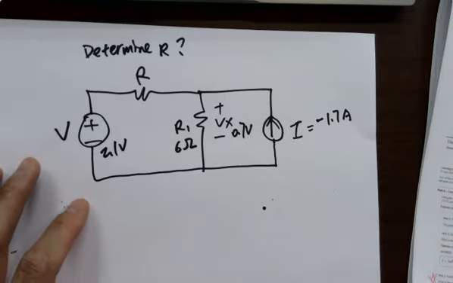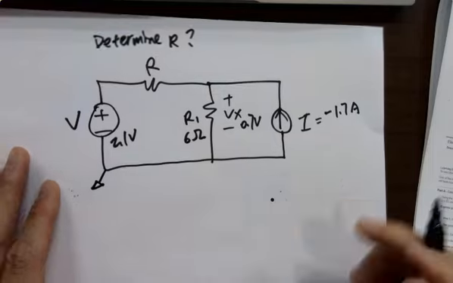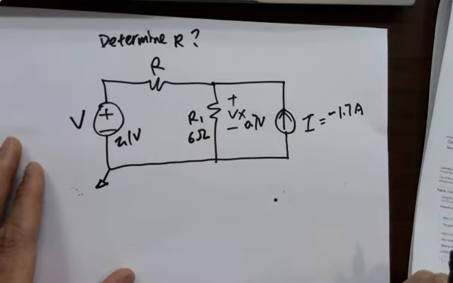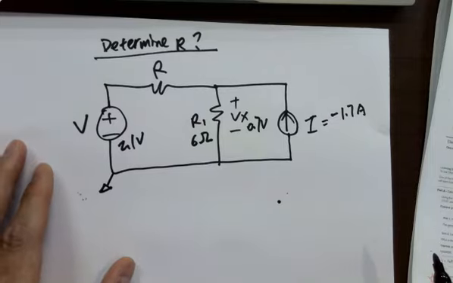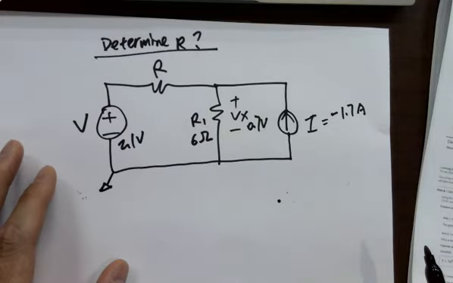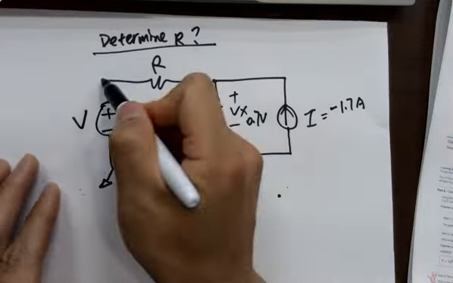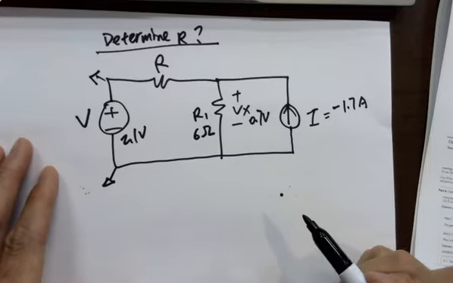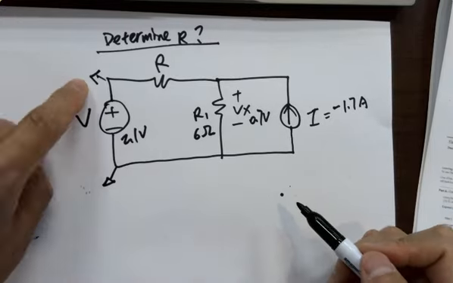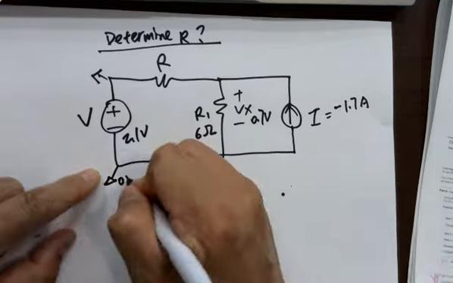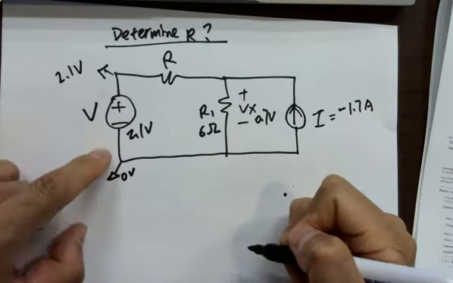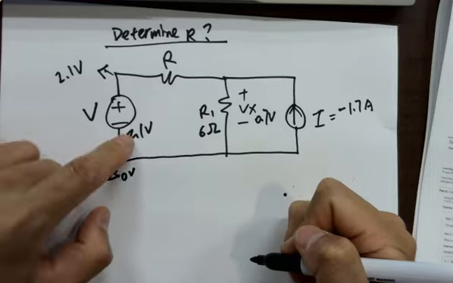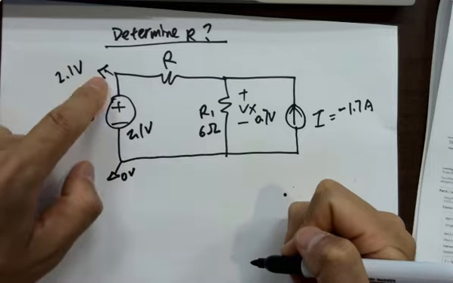Now let's look at this example. Feel free to ground here if you want. It's asking for the value of R. How do you calculate it? What's the first step you want to do? What's the voltage here? Because 0 volts is getting boosted by 2.1 volts, so 0 plus 2.1 will be 2.1 volts compared to ground.